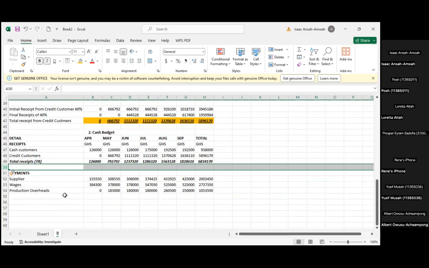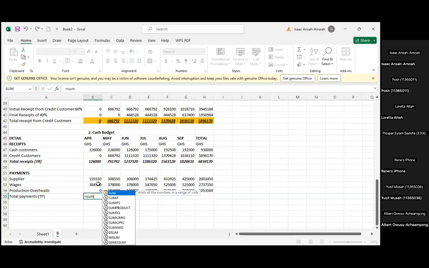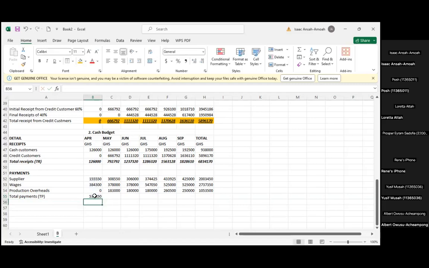So our total payment becomes total payment. So TP, let's call it TP, total payment. It becomes a sum of suppliers for month 1, wages for month 1, overhead for month 1. We add everything to generate this. Okay, then I'm going to do same for May, same for June, same for up to September. From here, we want to check whether we're able to get a surplus of the cash.